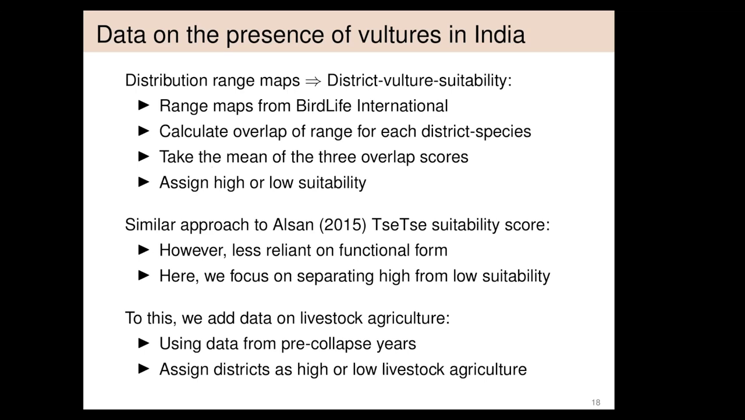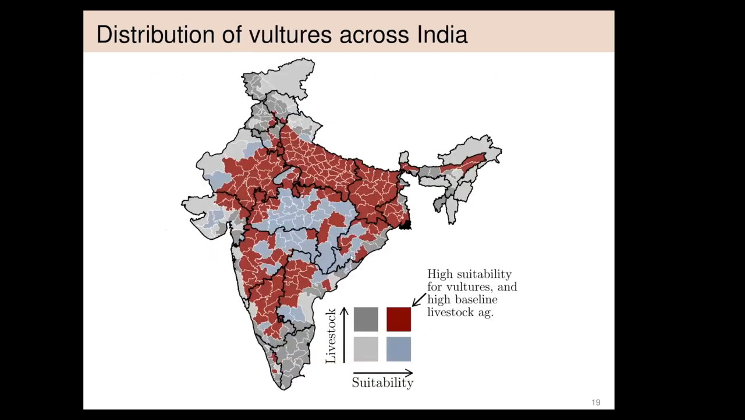We're really trying to separate the areas that are highly suitable and those that are just not highly suitable for those species. And as I mentioned earlier, we're going to add another layer using data on livestock agriculture, using only data on years before the collapse, to also have a measure of high and low livestock agriculture. What we get essentially divides India into these four different groups.